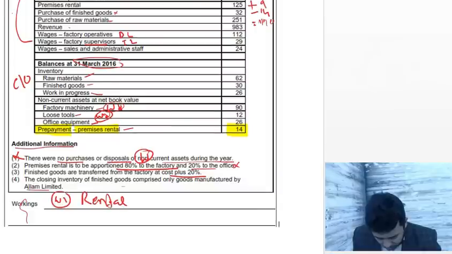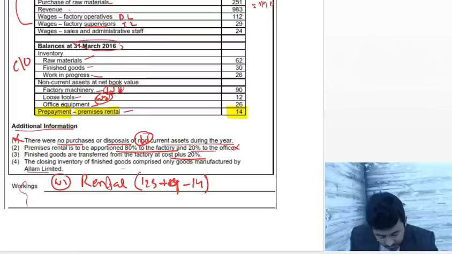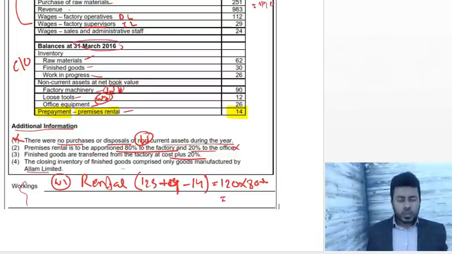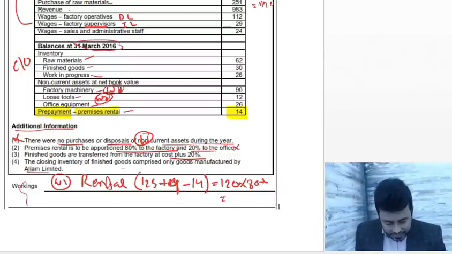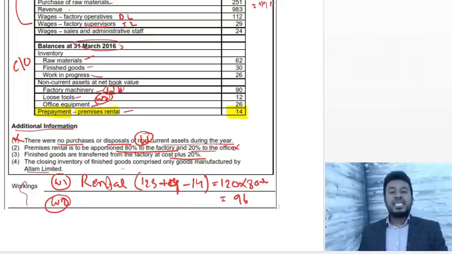Okay, we'll take it at the bottom here somewhere. Our working here, worked out from 125, proper working. 125 plus 9, yes, minus 14, you get 120, but of that only 80% we will take to our manufacturing. 20% none of our concern, we're not doing the income statement, and the 80% is 96. Working number 1. Working 2 I want to do for a couple of depreciations.